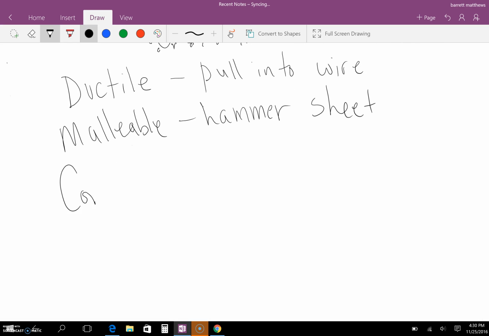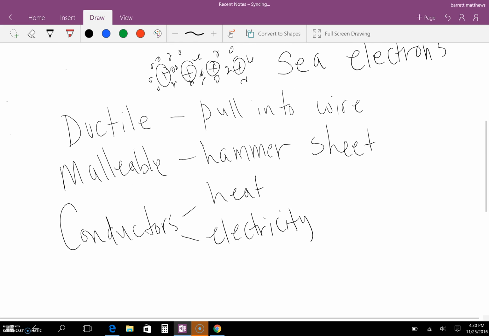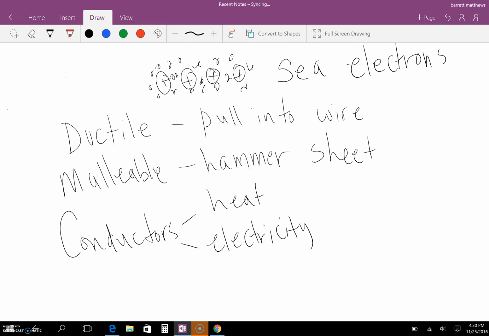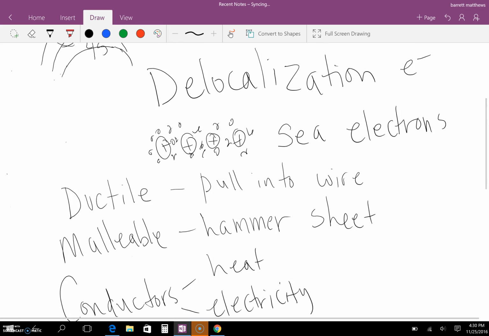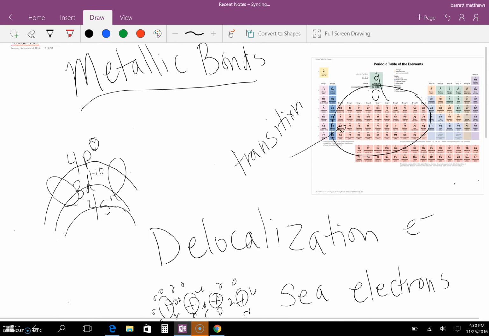Also, they are good conductors of both heat and electricity. This is also due to the sea of electrons concept, which makes metals ductile, malleable, and great conductors. That's all for metal bonds.